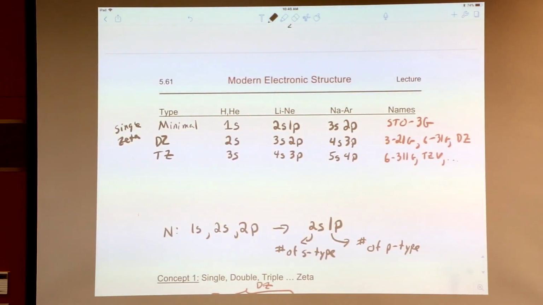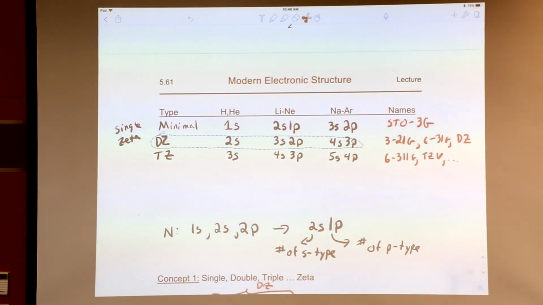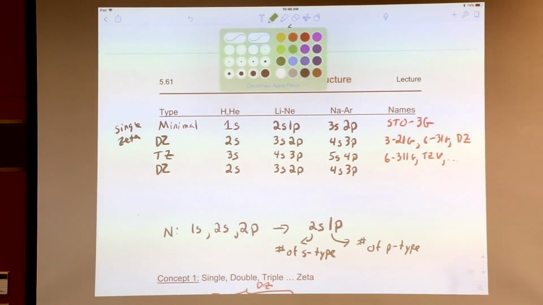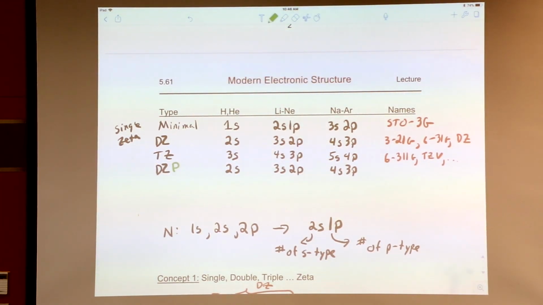So then going back to our table up here, let me use my magic. Copy the double zeta basis results here. There's my double zeta. Now I'm just going to add the polarization to this. So double zeta plus polarization. Now I add my polarization functions. And so for hydrogen and helium, I'm going to add one p function to get a DZP basis set. For lithium to neon, I'm going to add one d function. For sodium to argon, I'm going to add one d function.